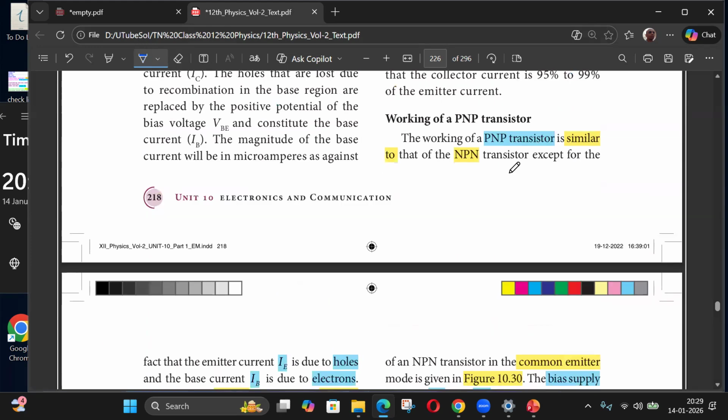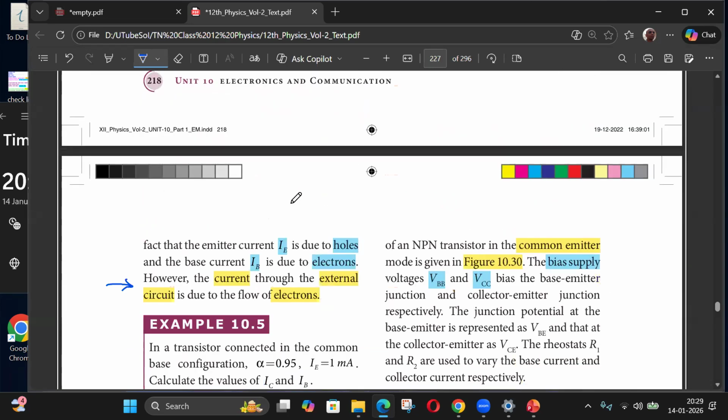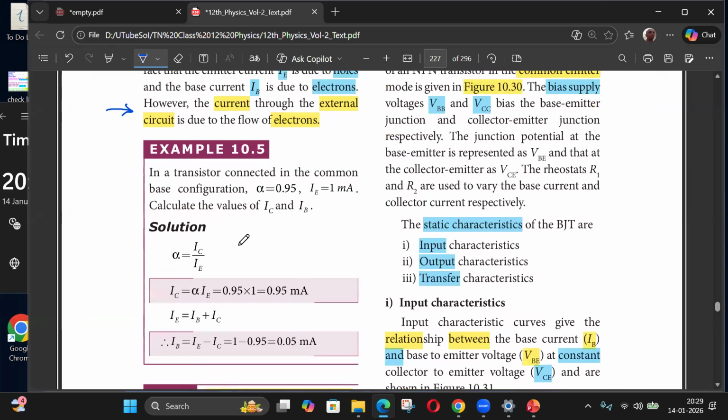PNP is similar to NPN, except that the emitter current is due to holes. PNP means the majority region is P, so the current carriers will be holes. In NPN, the majority region is N, where free electrons are available, so the majority current is due to the electrons. So it's just a simple thing.